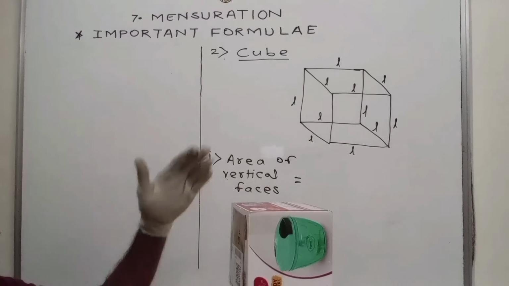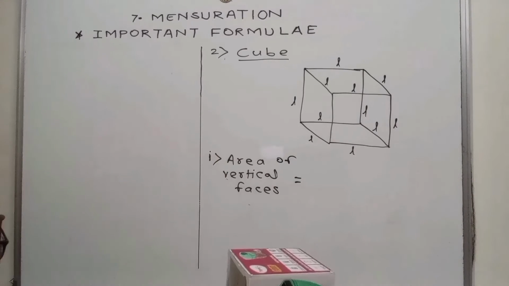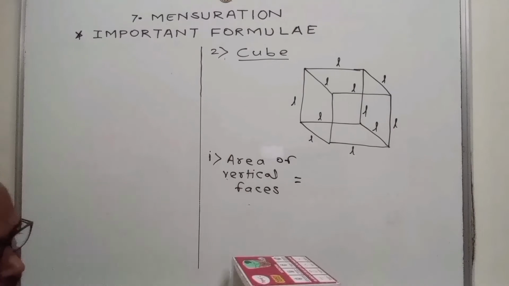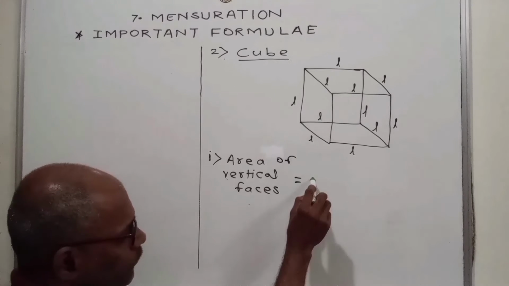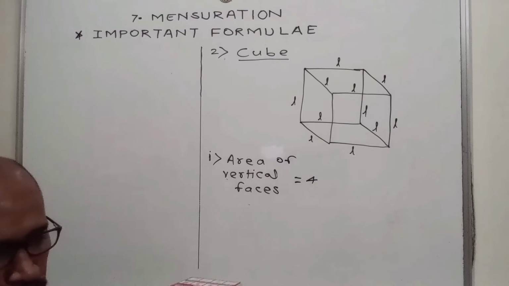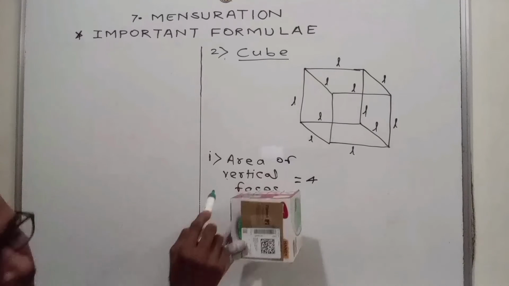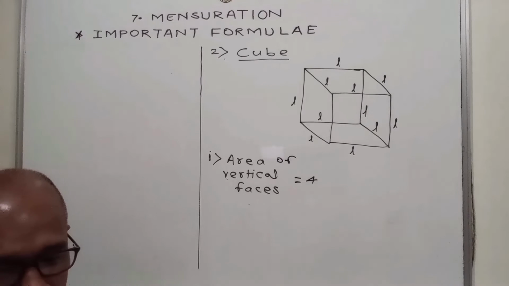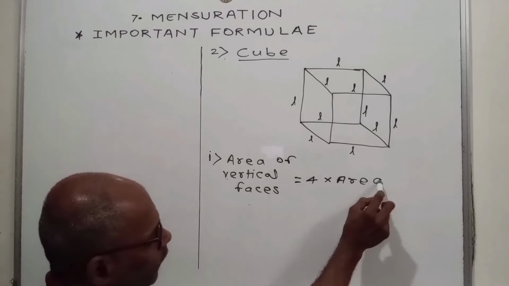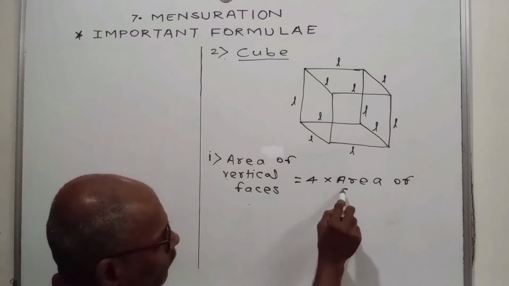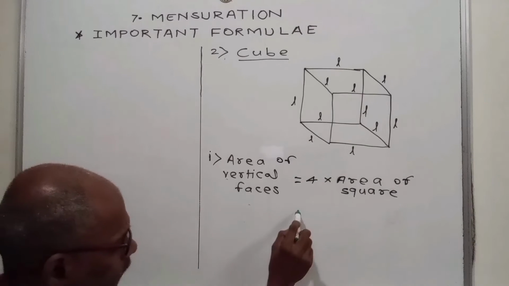Did you get it? Perpendicular. So this top and bottom, these are not vertical. These are vertical. Four faces are vertical. Okay, means 4 into 4 faces, 4 into area of square. Did you get it?